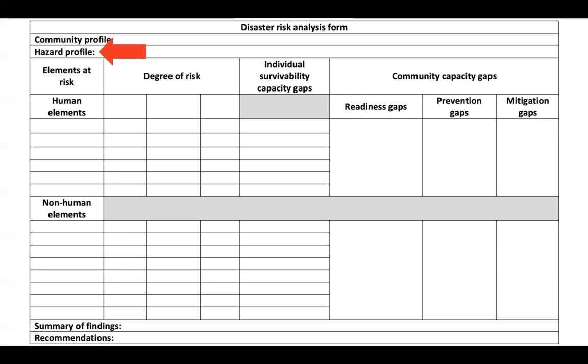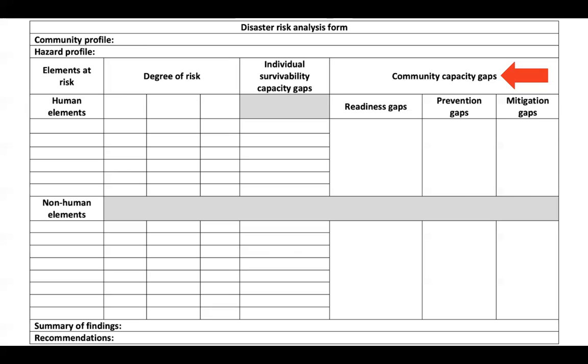Then there are a few columns starting with elements at risk. These are our human and non-human elements that we will be assessing risk for. Degree of risk, which refers to our quantitative counts of our elements at risk based on their proximity to the hazard. Individual survivability capacity gaps, which will refer to anything hampering our elements at risk from surviving a hazard. And community capacity gaps, which refers to collective gaps within a community related to readiness, prevention, and mitigation.